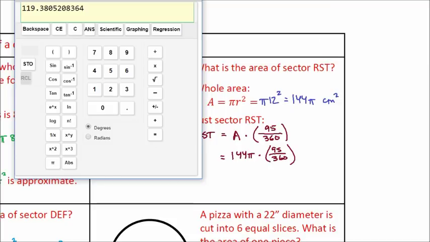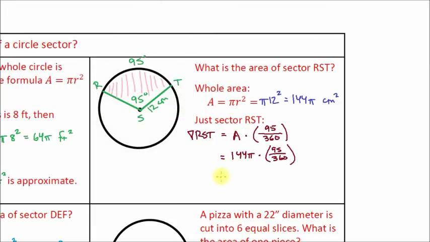We can round that to 119.4. So approximately 119.4, and remember, this is an area measure. That means it's going to be centimeters squared. So that's all there is. Yeah, that's correct. So there we go. There's how to find sector area. It's almost the same procedure as finding the length of an arc.